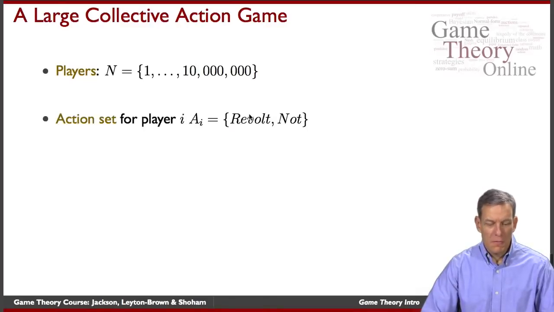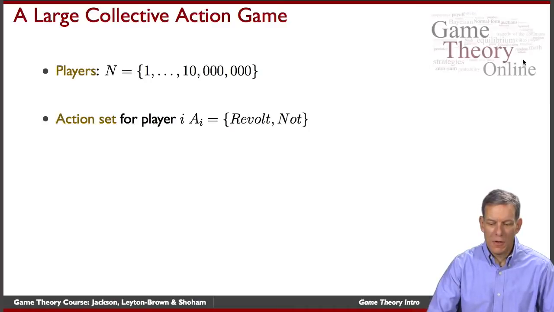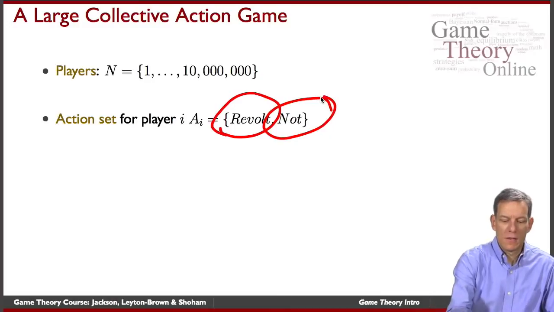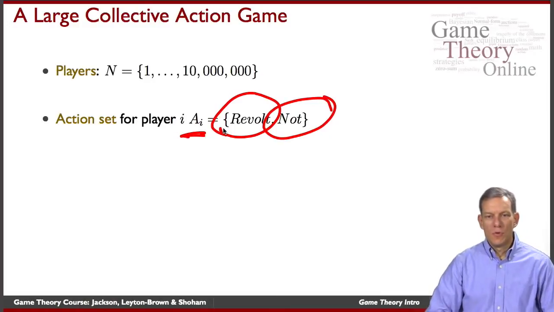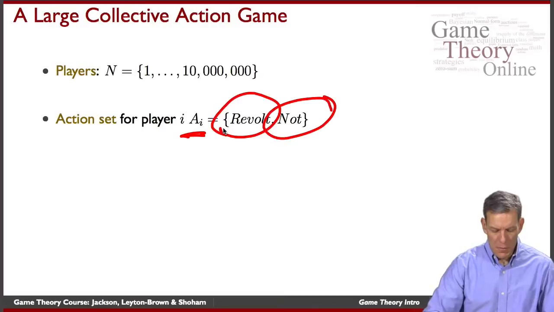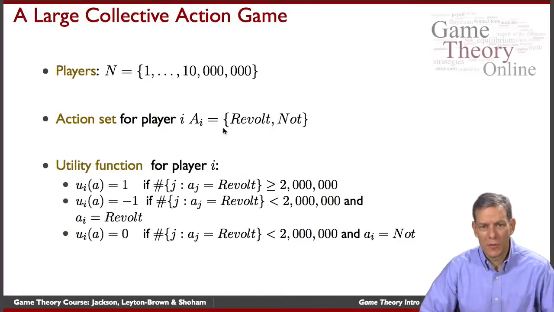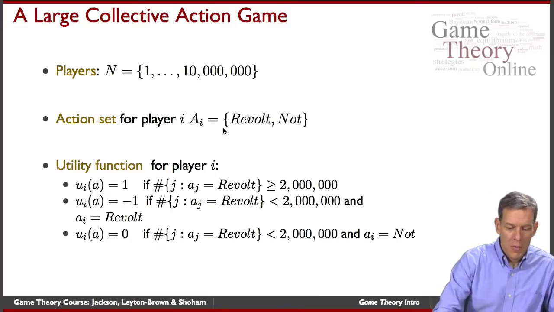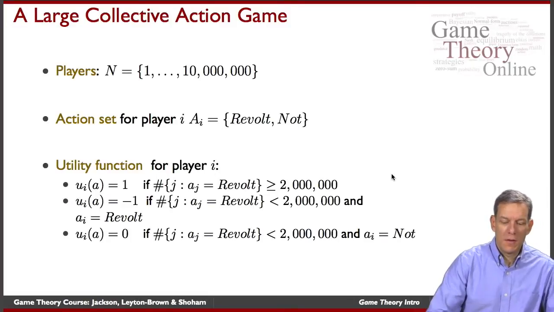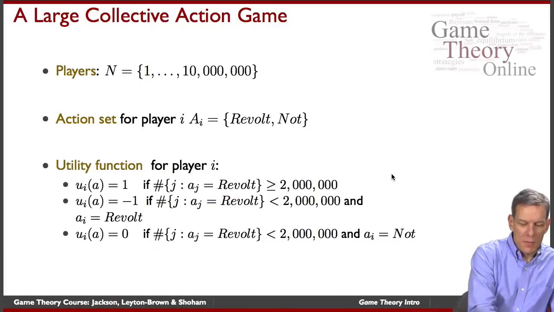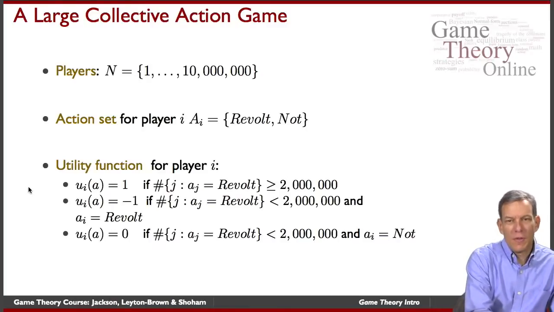What are their actions here? Let's keep it very simple. So they have a choice here of either revolting or not. So their action set is just binary, 2 choices. Then the payoffs are going to be the critical thing in this game. What happens? Well, let's say that in order for a revolt to be successful, you need at least 2 million people to participate.